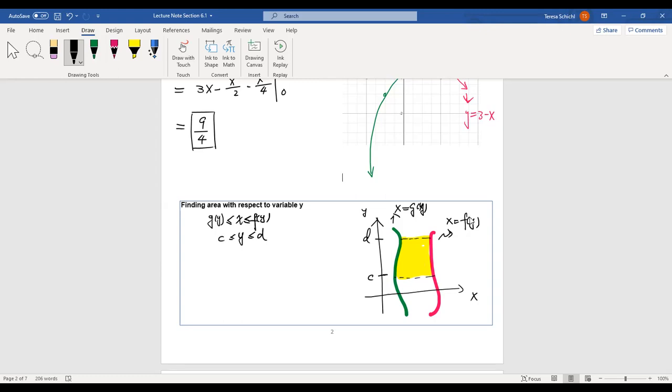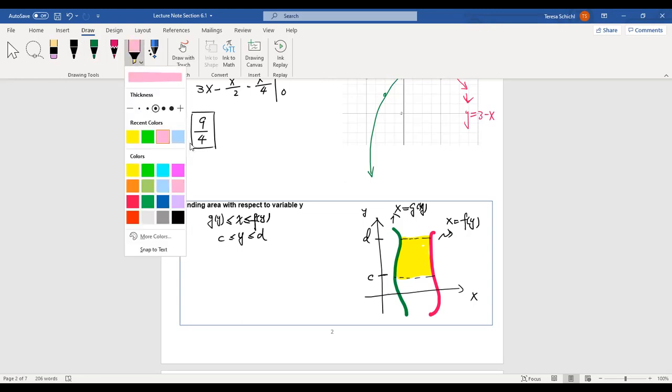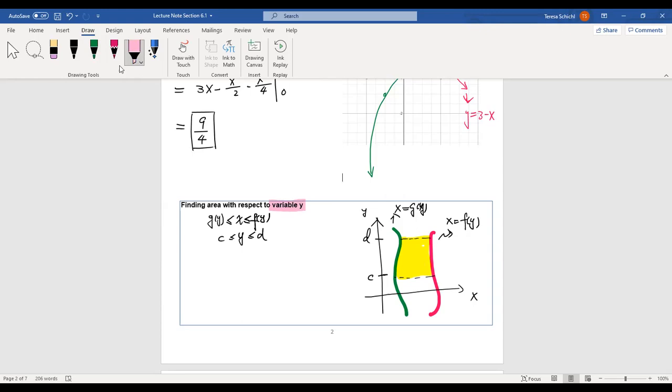So now, instead of integrating with respect to x, I'm integrating with respect to y, right? So now this area will be what? Let me color code that. This is the yellow area, right? It will be the same thing. Instead, I'm integrating with respect to x, so that means I'm integrating in this direction, for the x here.